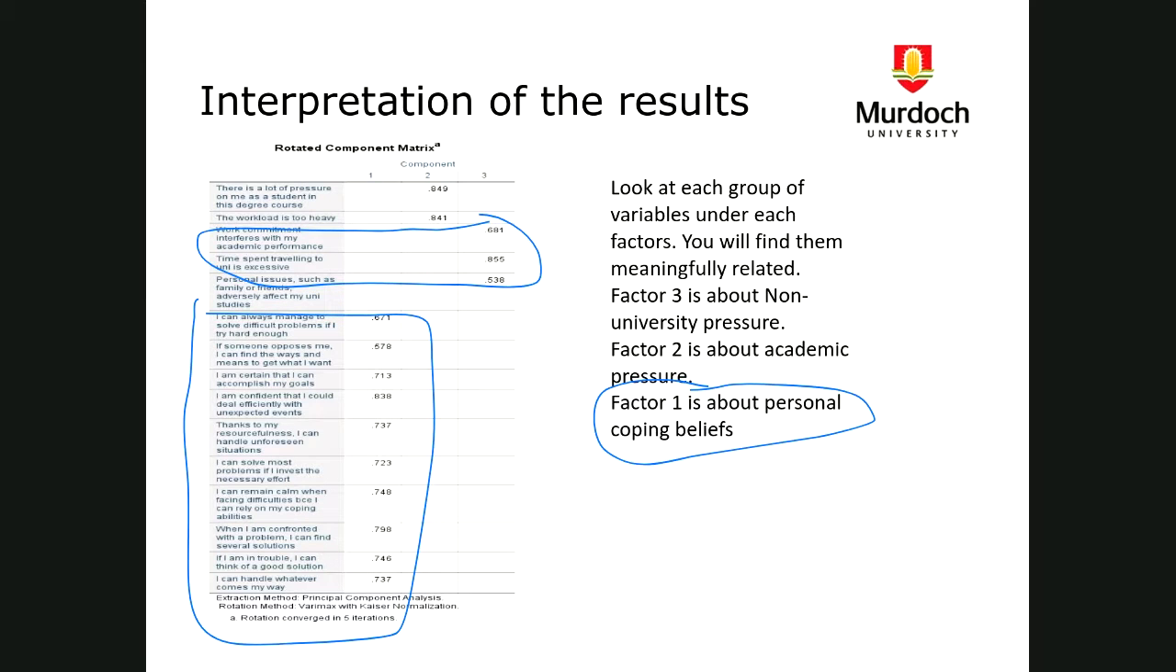are about non-university pressure. Read them, you will find them. And if you read the variables that are loaded in the second factor, you will see that they are about academic pressure.